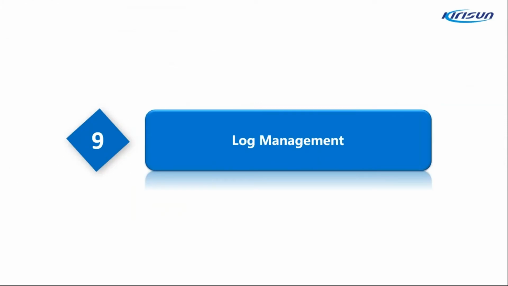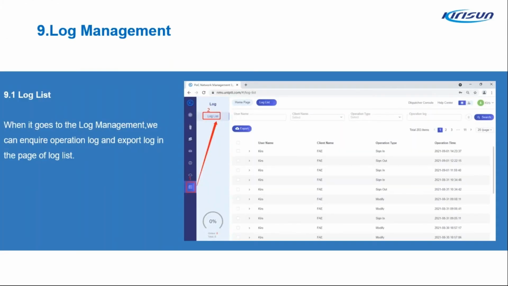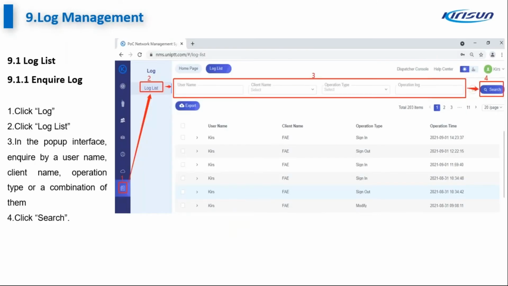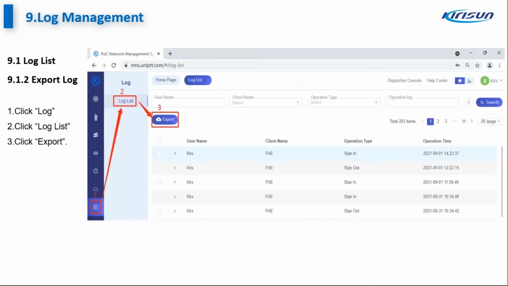Ninth is the log management. We can inquire log and export log in the page of log list. Inquire log. Please click Log and click Log List. Then we will see a pop-up interface here. Please specify a username, client name, operation type, or a combination of them, and then click Search. Export log. We can click Export to export log.